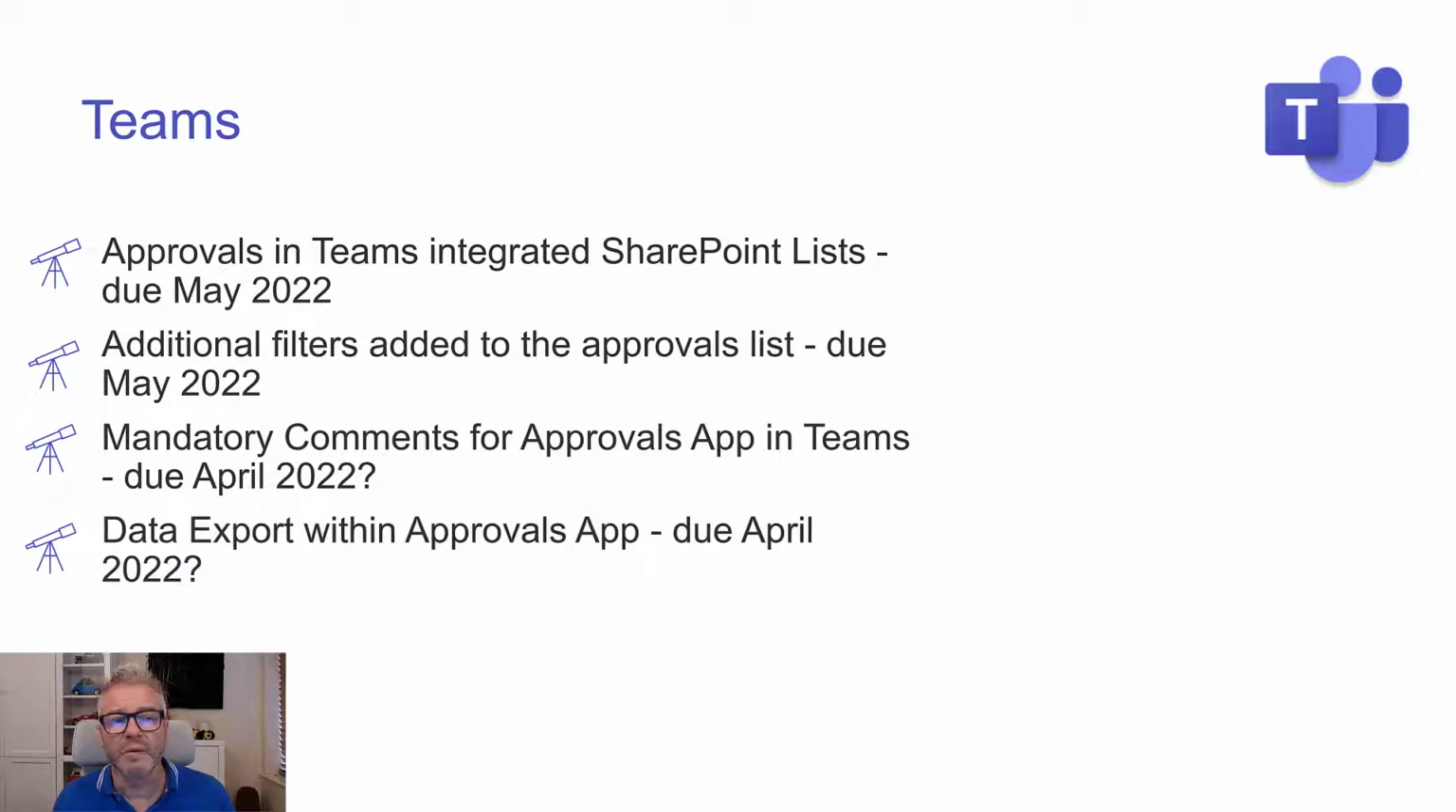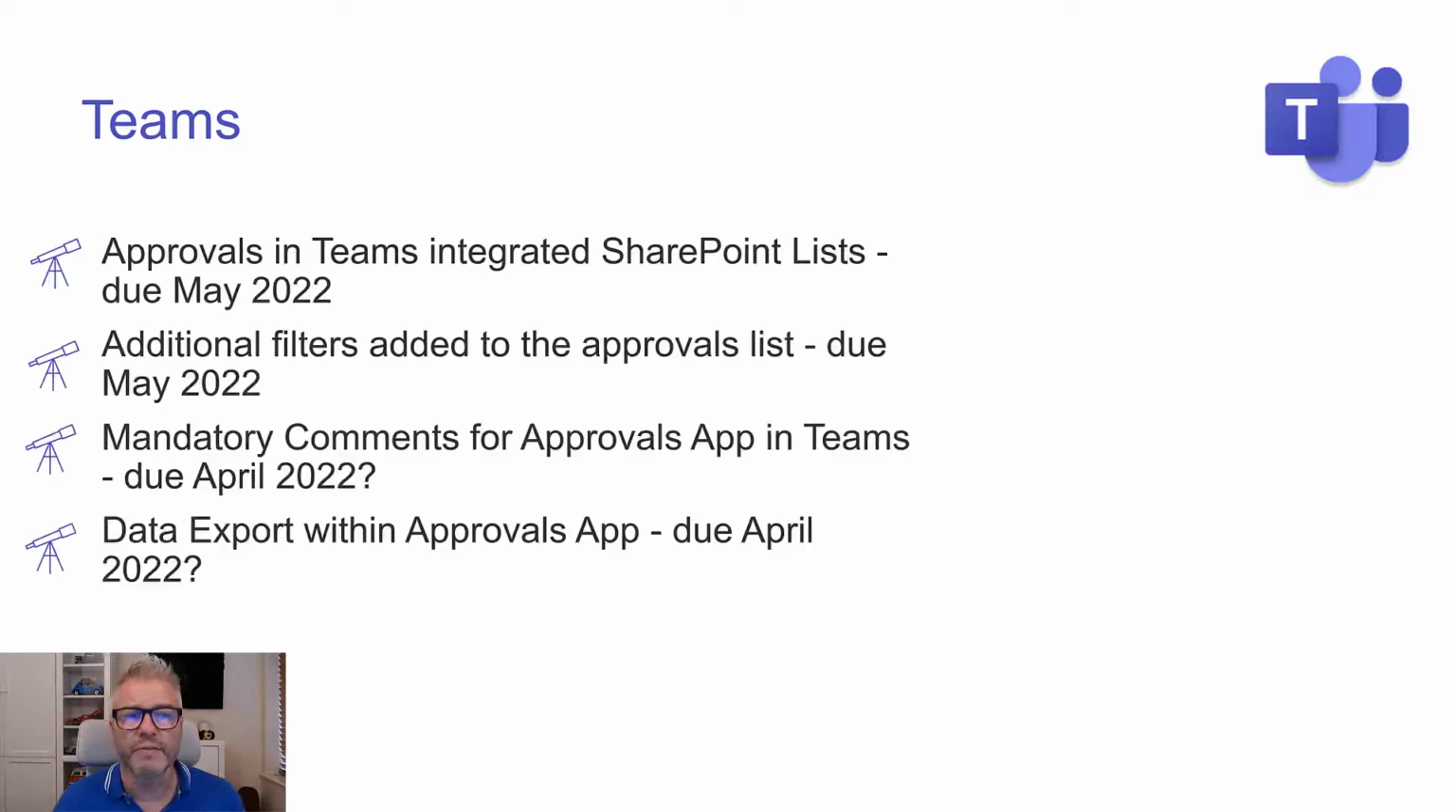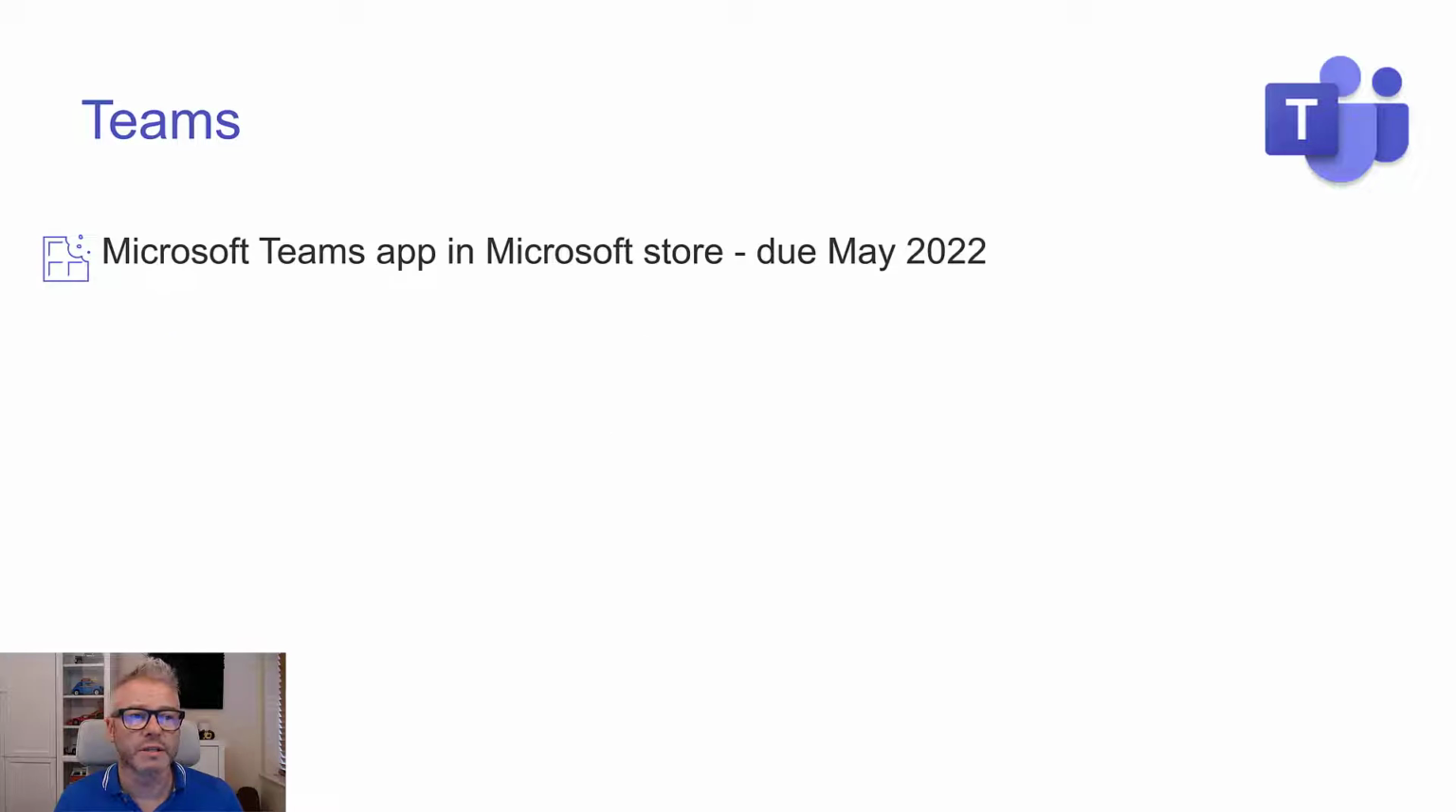Data export within the approvals app, also due in the past. Maybe they did put it in, but they're just updating us. For those folks, you can. I've literally got a paragraph on the blog about them. I need to wait for some more information to come out, and I'll maybe just expand on that a bit next couple of weeks.